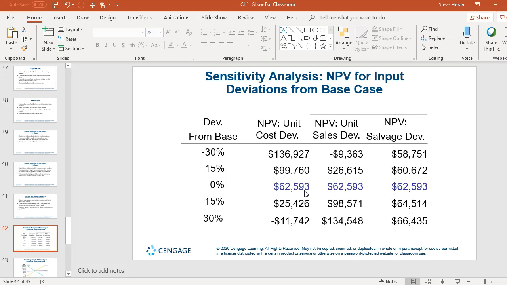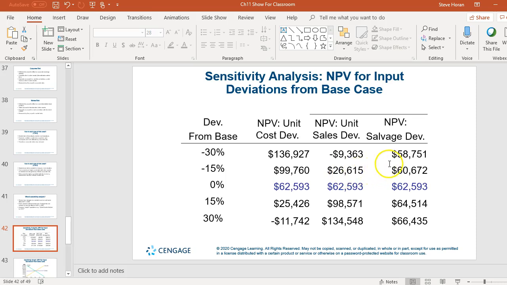Then you can build a table that would give us the answer. So what I could do is go, my base case was right here. We're going to sell 1,000 units and increase prices by 6% per year. Well, what if I only sold 850, a 15% drop, or a 30% drop to 700 units, or vice versa? I sold more than I thought I would, and so on. How does that ultimately affect the answer? And you can see then I get various ranges of NPVs.